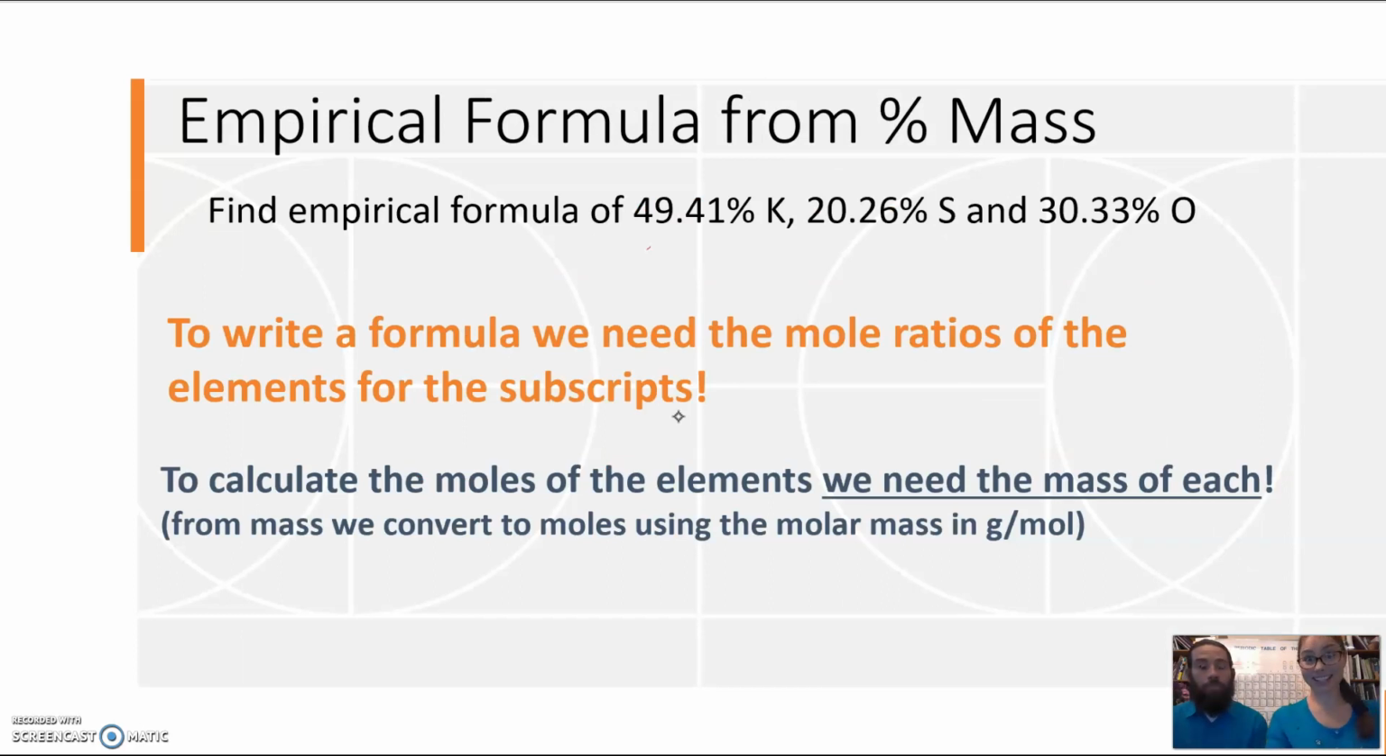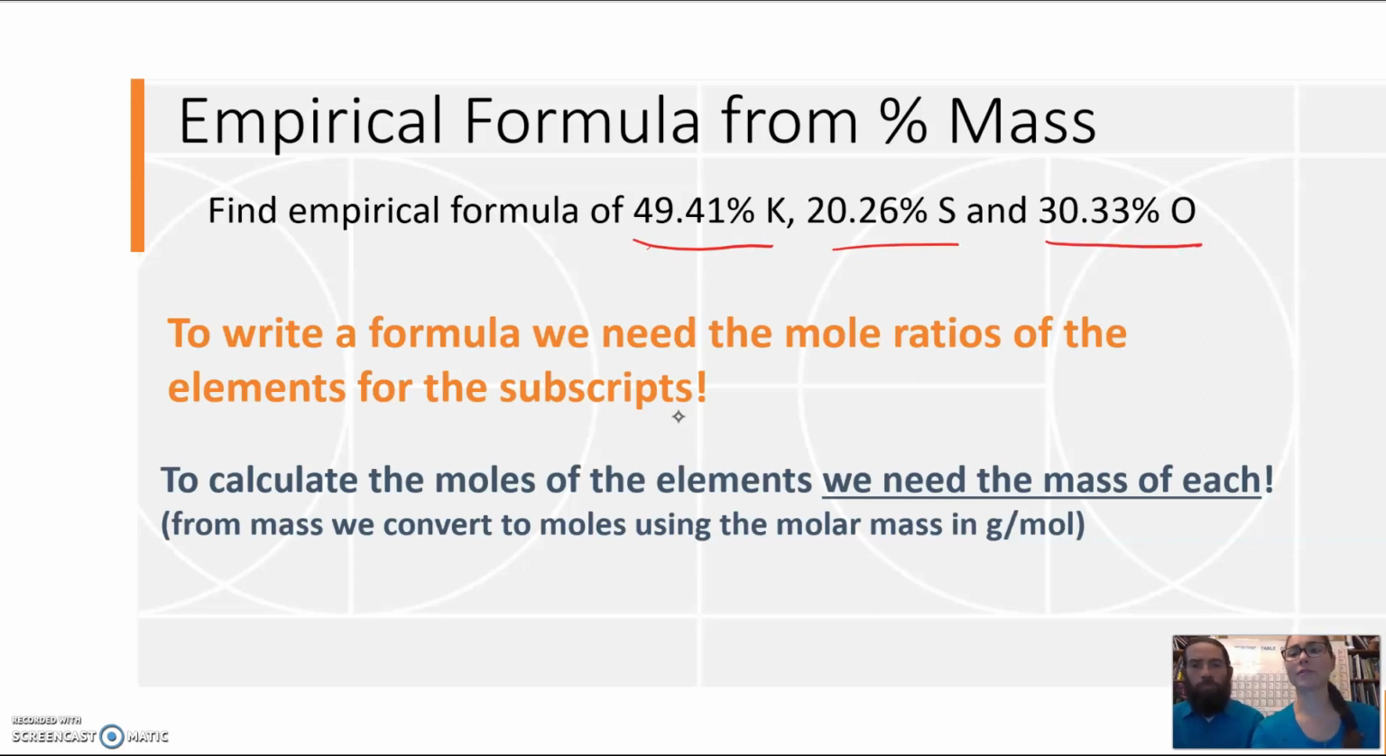So this is the next thing that we can do with percent by mass. We can get the empirical formula, which is the smallest whole number ratio of the elements in the compound, from those percents. So we're kind of doing the opposite. In this example, find the empirical formula if you have the percents of potassium, sulfur, and oxygen.